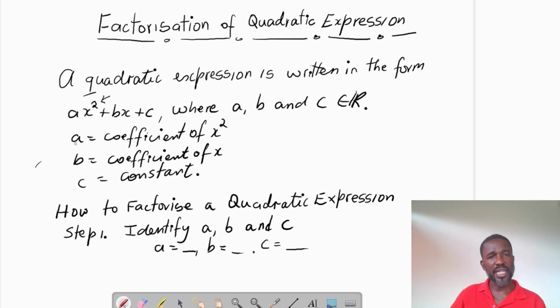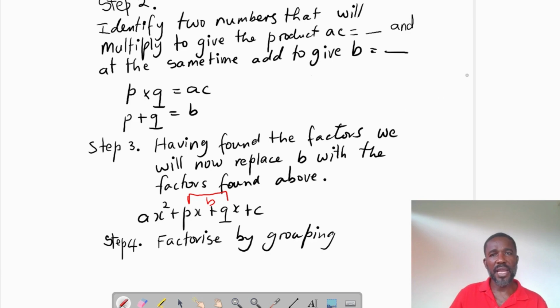First, we want to identify what the values of a, b, and c are. So that's the first step. Then step 2, we are going to multiply a times c, and at the same time find two numbers that will add to give b. Whatever those factors are, they must multiply to give ac, and at the same time they must be able to be added to give the value of b. So those two conditions must be satisfied.